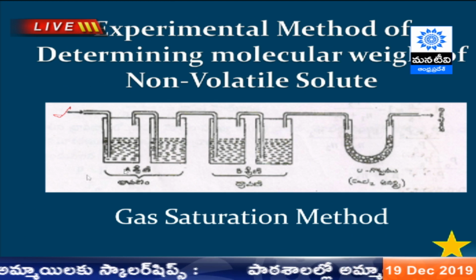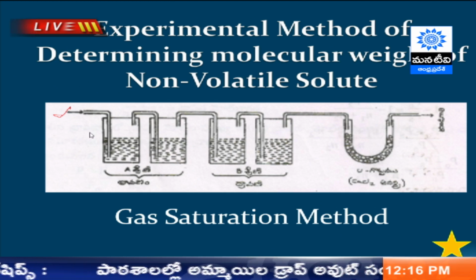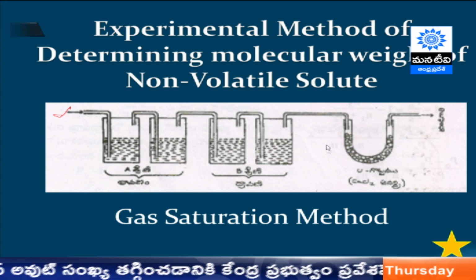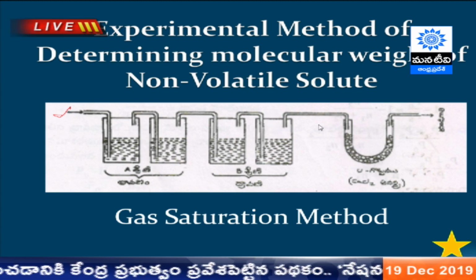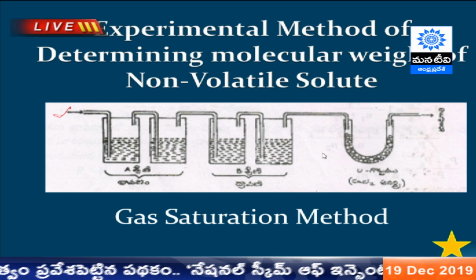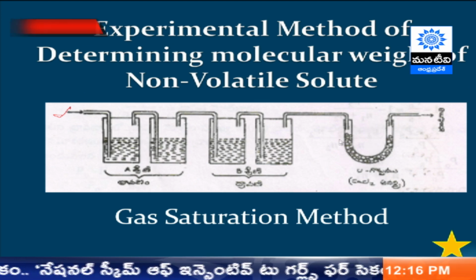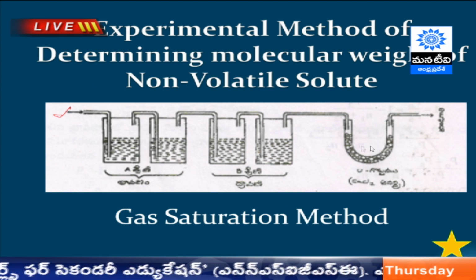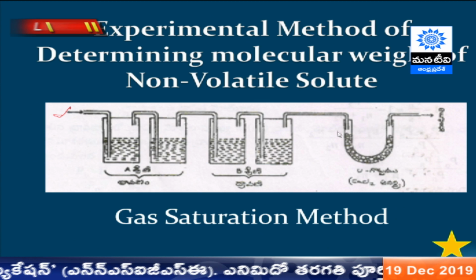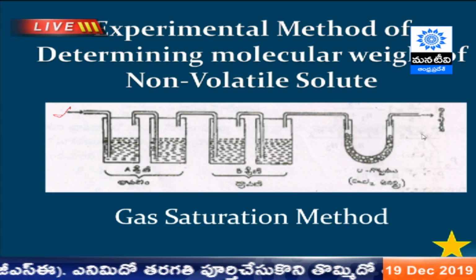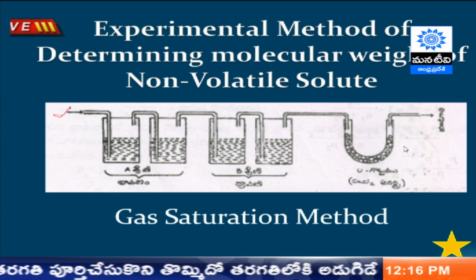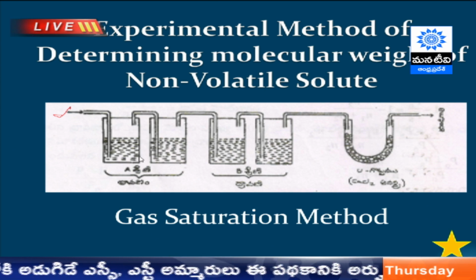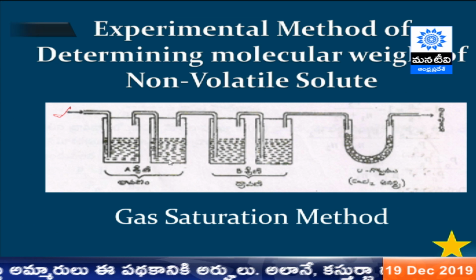Now what happens is when dry air is sent, the vapors are carried away and passed into the U tube. This has calcium chloride, anhydrous calcium chloride. It absorbs the vapors. Now the experiment is like this. Before anything is passed, the U tube containing the calcium chloride is weighed. After passing the vapors also, it is weighed. Even the beakers are weighed before the experiment is started.